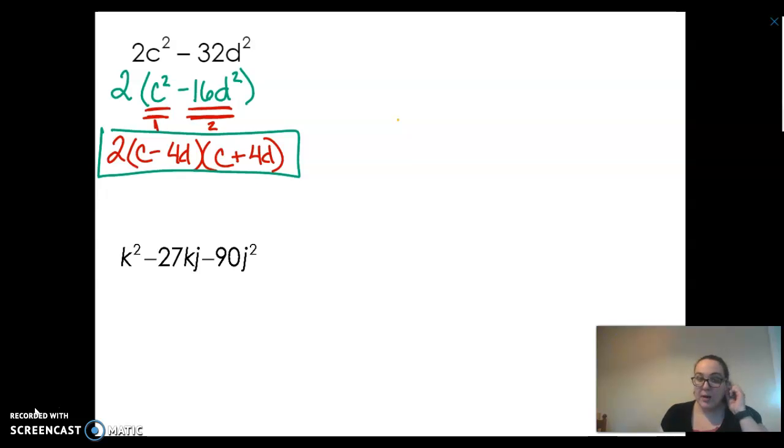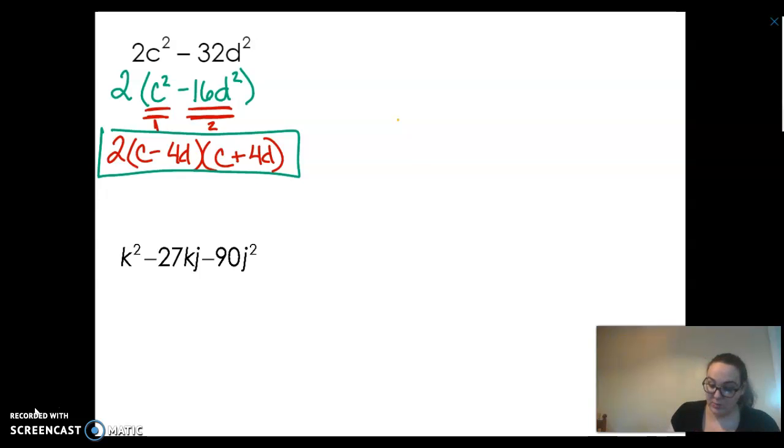k squared minus 27kj minus 90j squared. What I want you to do first is see if there's a greatest common factor. Always look for that greatest common factor. If there is, take it out. If there's not, try to determine your method of factoring. Okay, there is not a greatest common factor, so I have that k squared minus 27kj minus 90j squared.